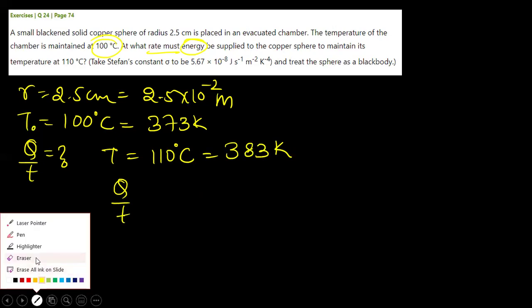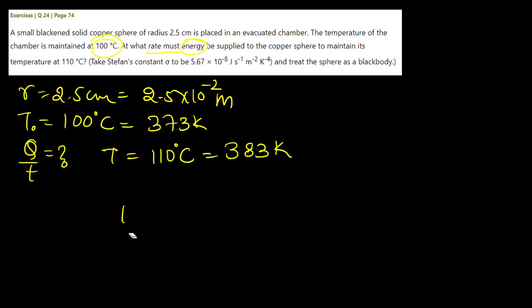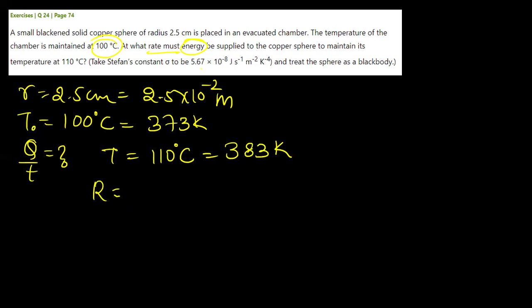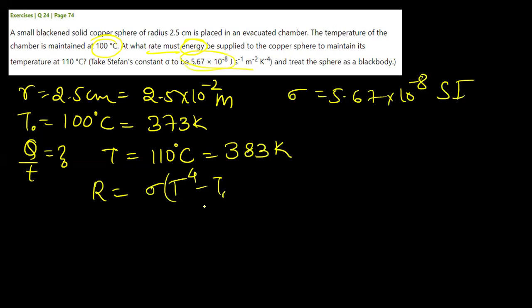and rewrite the formula. We have radiant power, right? We have written the formula. Radiant power, sigma is given to you, so use this sigma value. Sigma equal to 5.67 into 10 raised to minus 8. Some SI units are given. R equal to sigma T raised to 4 minus T naught raised to 4. And as I told you, R is Q upon AT, right? So I will use that here.